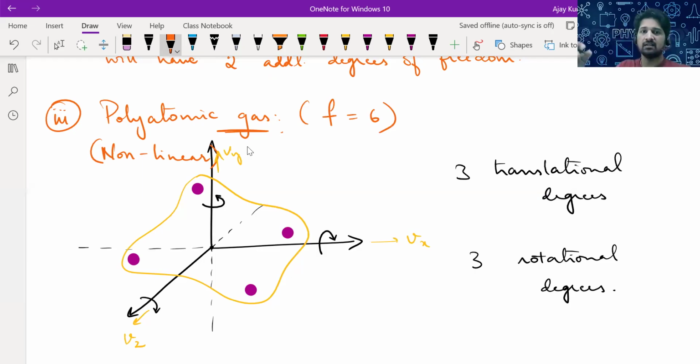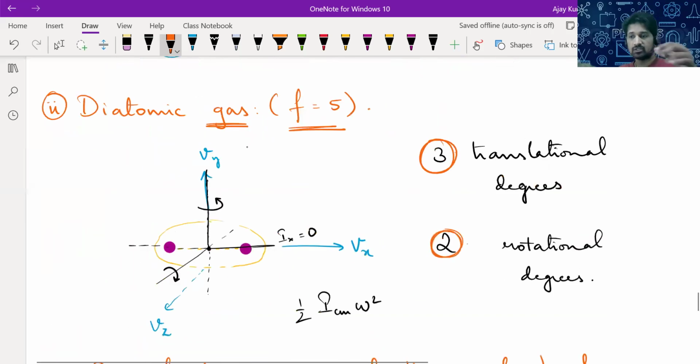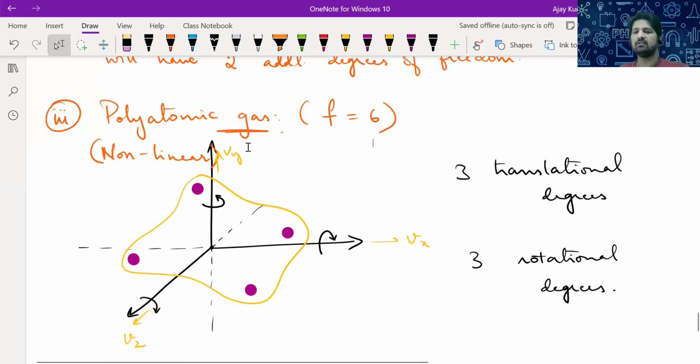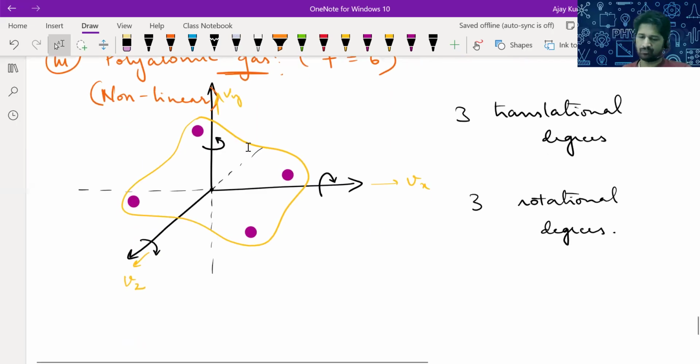If it is linear, if there is one particular axis on which all the atoms lie, then it will have 5 degrees only, because along that particular axis, the moment of inertia will become insignificant. But if it is non-linear, it will have 6 degrees of freedom, provided it is rigid. If it is non-rigid, if bonds are assumed to oscillate, then additional degrees of freedom also will be there. Two or more additional degrees of freedom will come. But in your syllabus, as I said, we'll assume they are rigid molecules. So 6 degrees of freedom for a polyatomic gas.